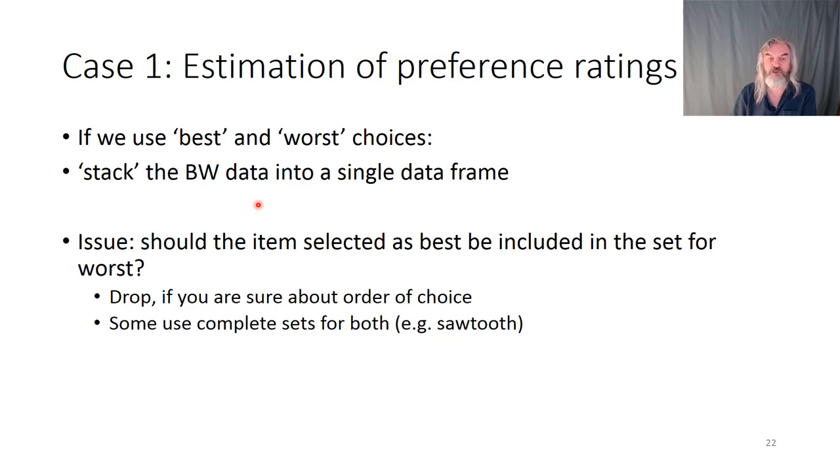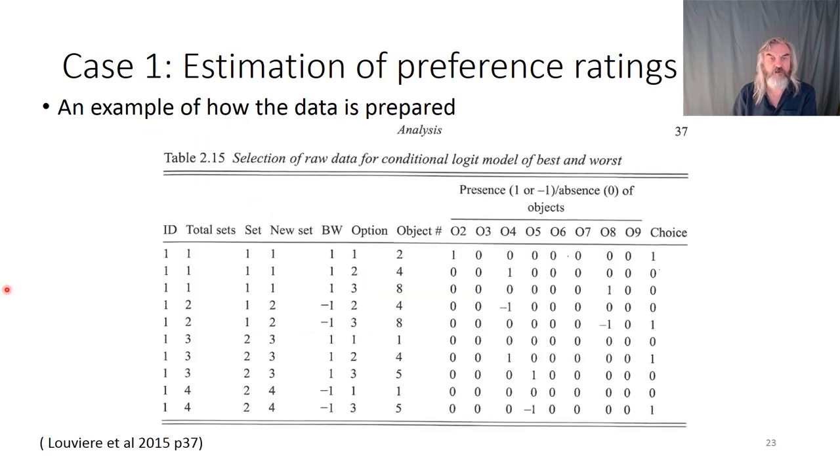Some actually use complete sets for both, as in basically saying we are not clear as to whether or not they were forced to see best and worst, and therefore, although formally they can't have chosen both, we cannot impose the ordering. And actually Sawtooth does that. So this is just an example of what the data set would look like.